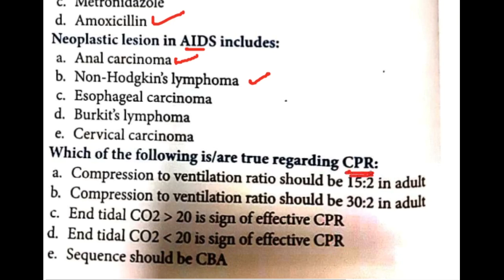True regarding CPR. Compression to ventilation ratio is 15:2 in adults? No, that is in children. The compression to ventilation ratio is 30:2 in adults. This is true. End tidal carbon dioxide more than 20 is an effective sign of CPR. This is true. Right? Next question. This is false, obviously. The sequence is not CBA, it is A, B, C.